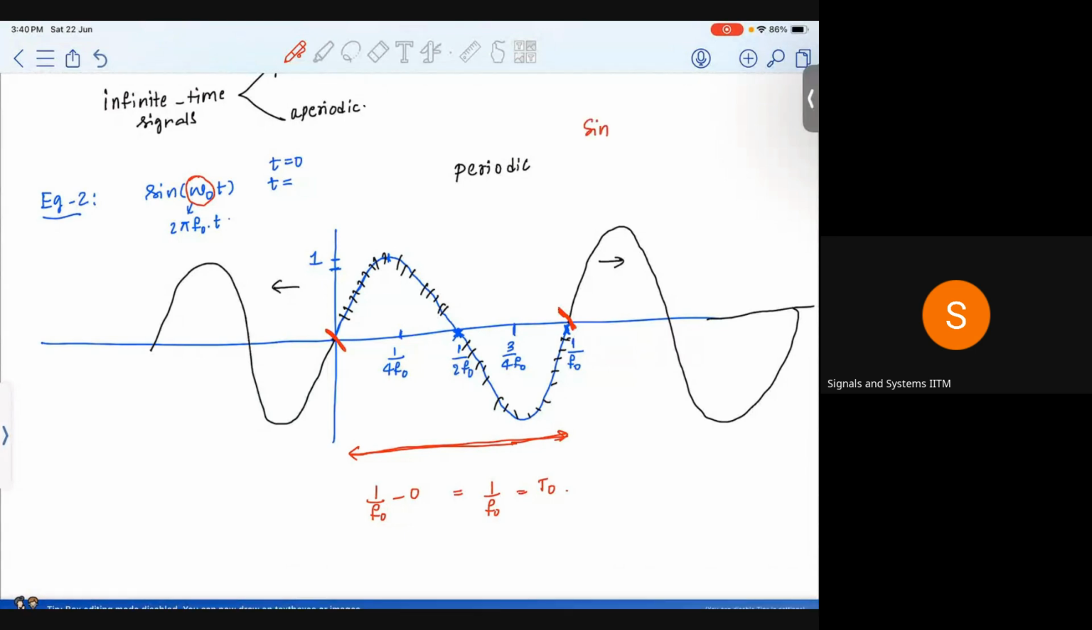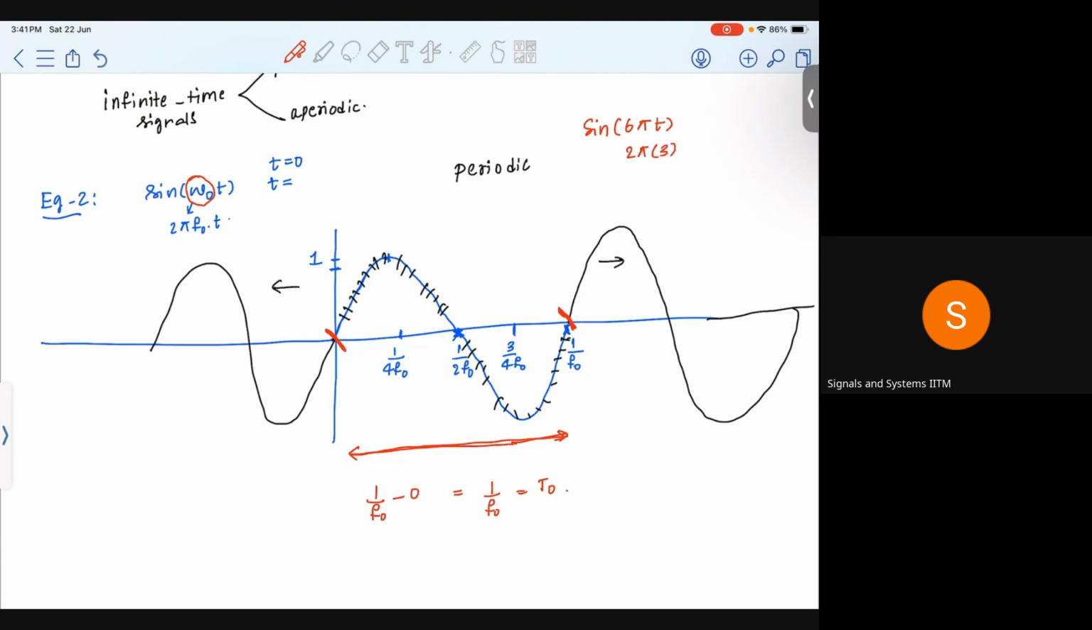Suppose you are given sine 6 pi t. Okay, the period of this signal is what? So this is 2 pi times 3t. So my f naught is 3. So my period t naught is 1 by 3 for the sine signal. So I calculated the period for any general omega naught. So for any general omega naught, the period of the signal is 1 by f naught.